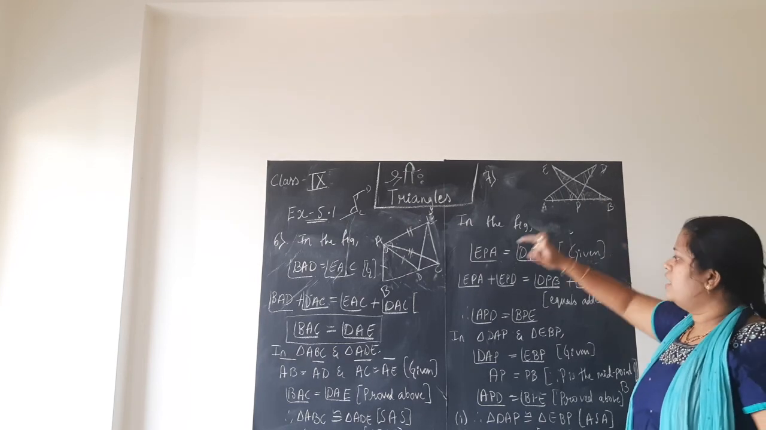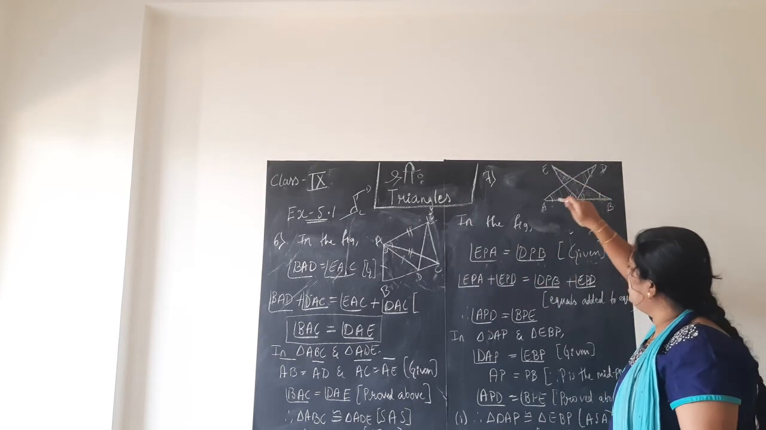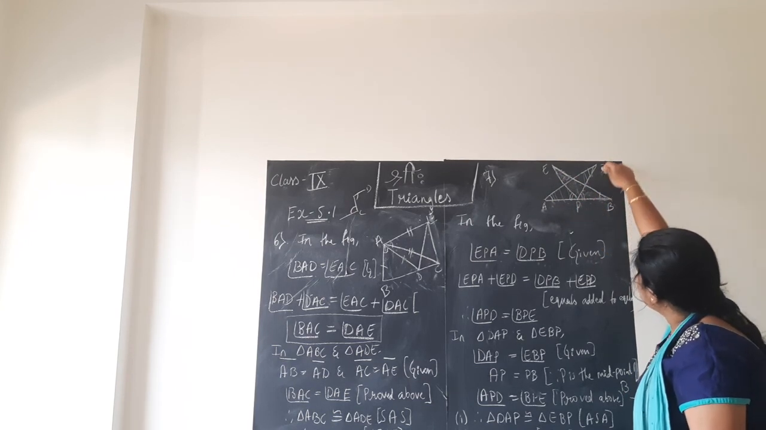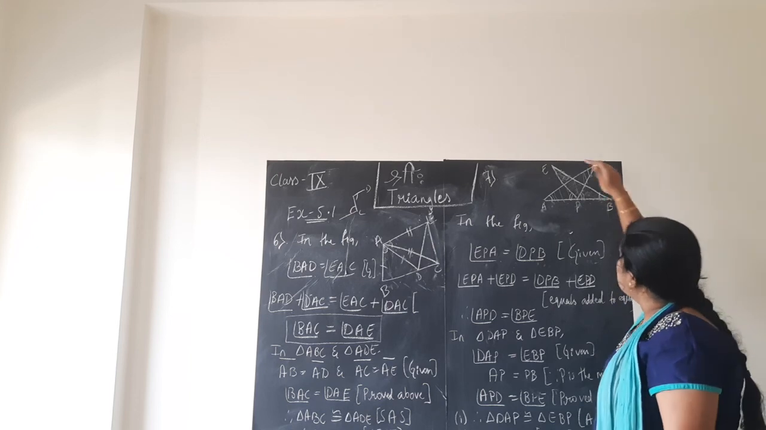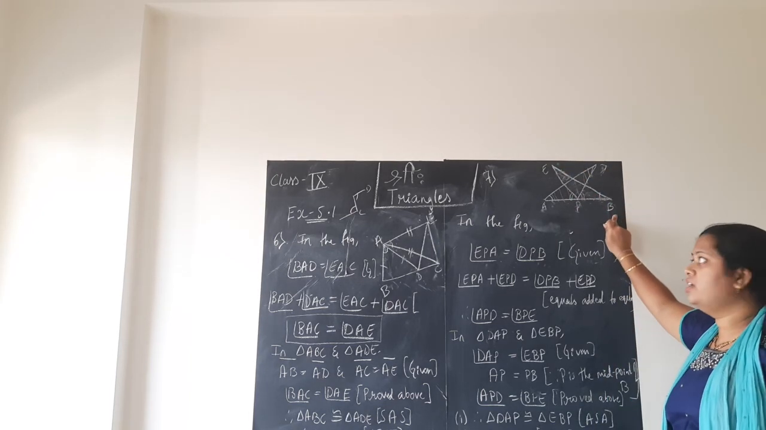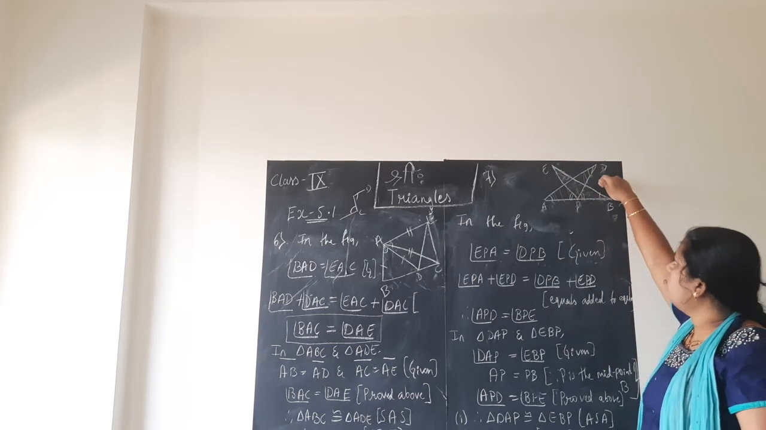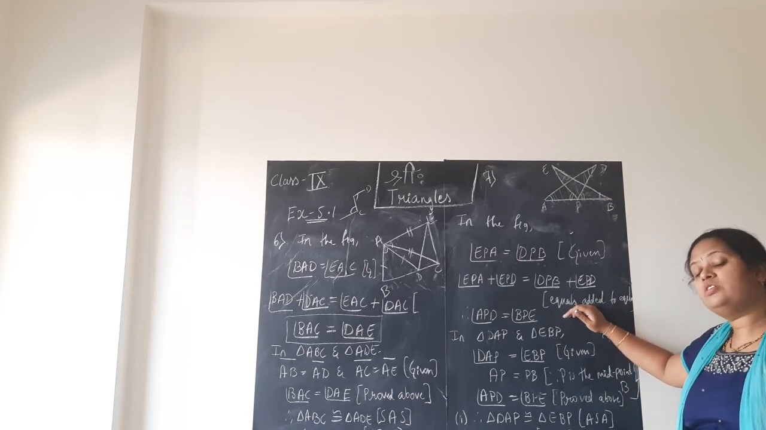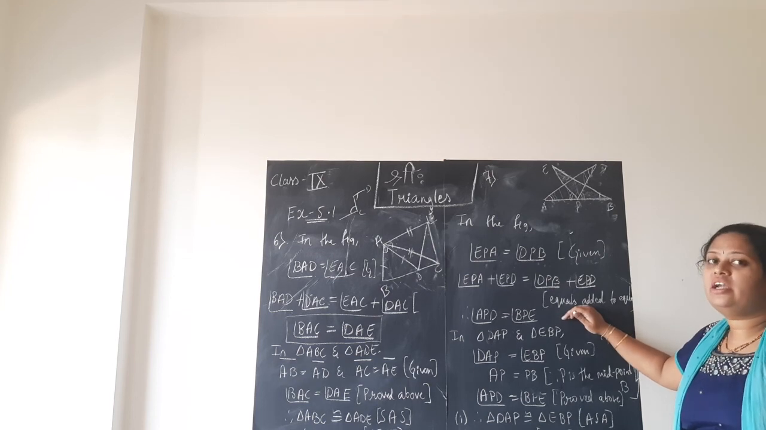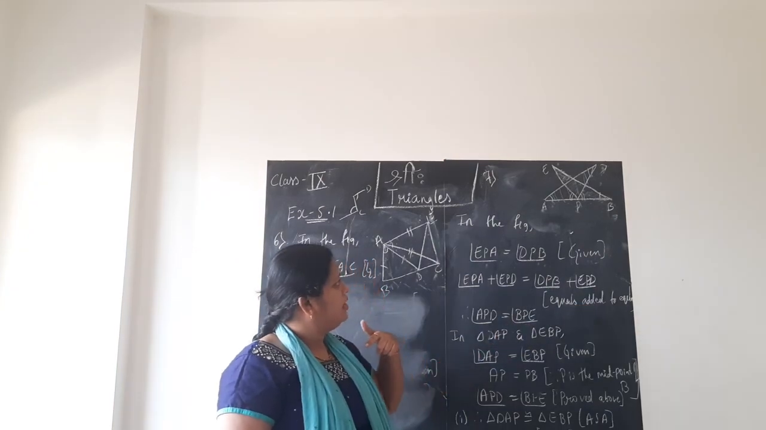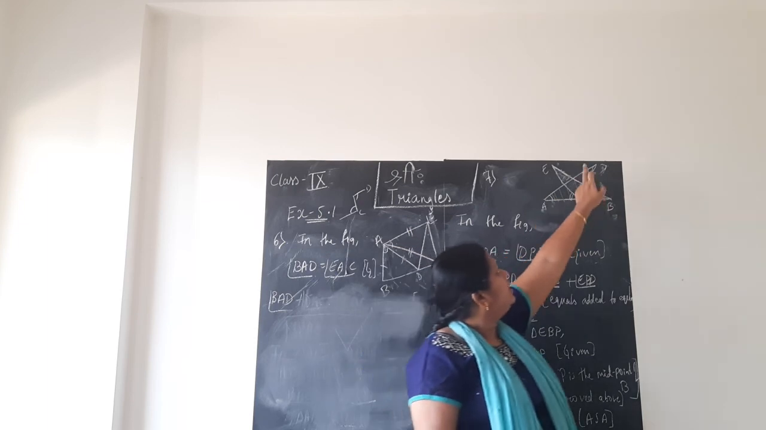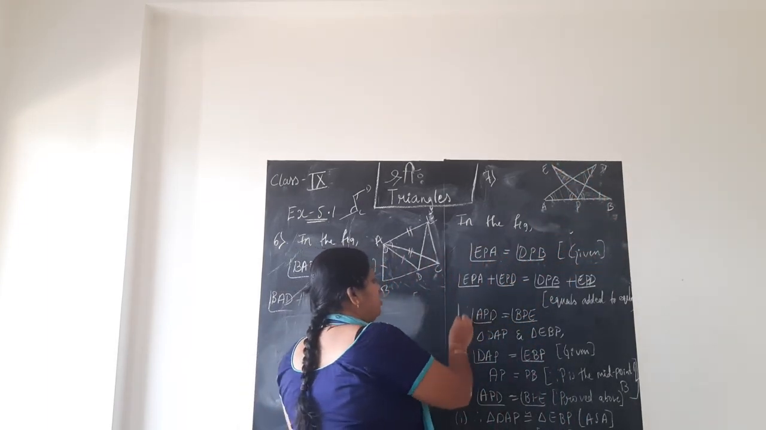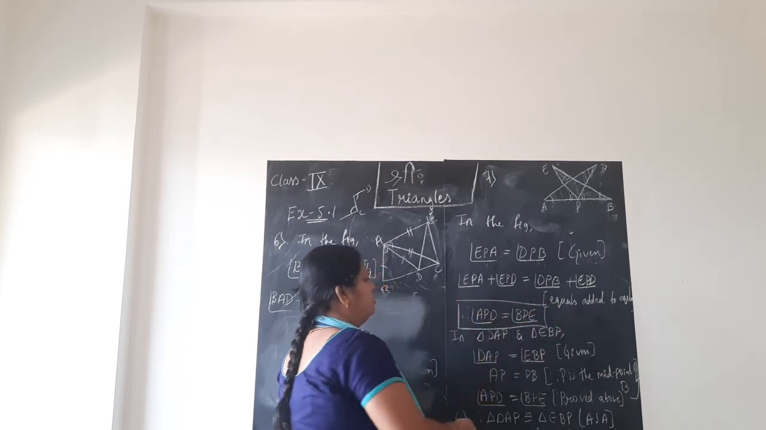Reason: given. As we did there, angle EPA plus angle EPD is equal to angle DPB plus angle EPD. I have written EPD, how? You have learnt in Euclid's chapter, children, the axiom of Euclid: if equals are added to equals, the wholes are equal. So angle APD is equal to angle EPB. And again put one box for this, because we are using this further.